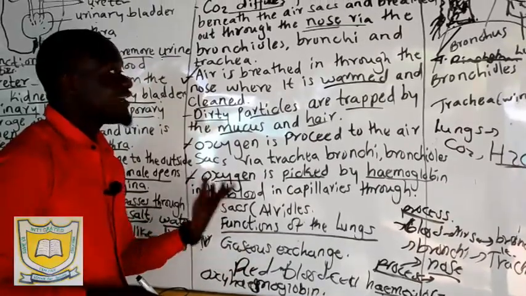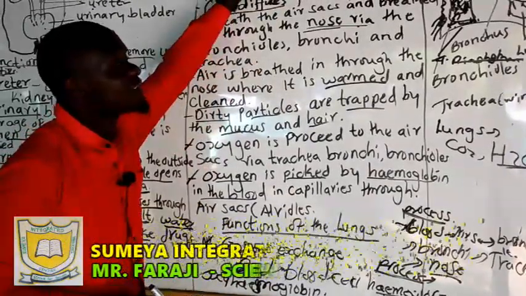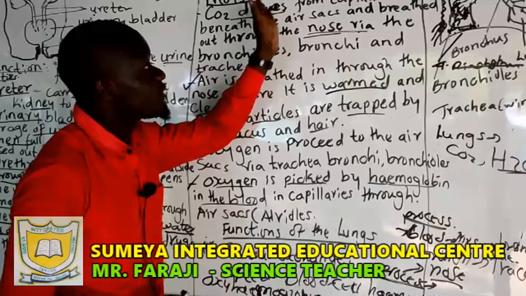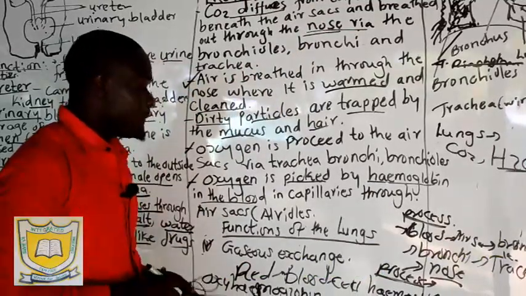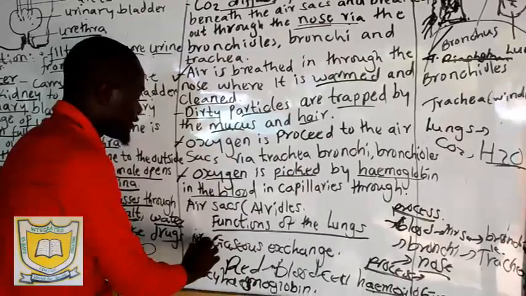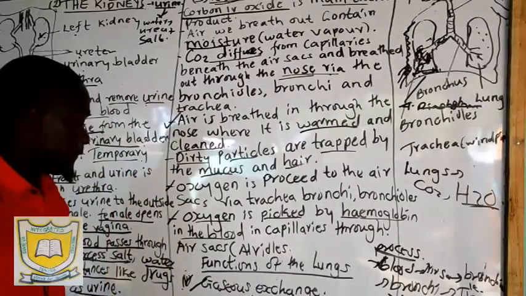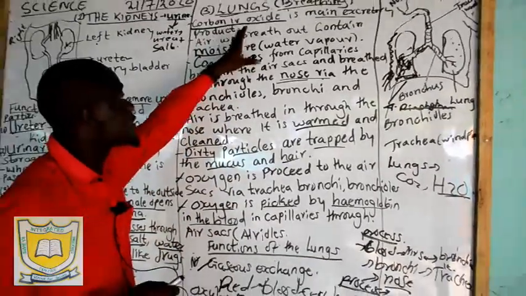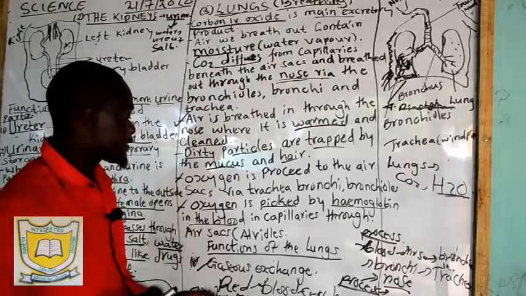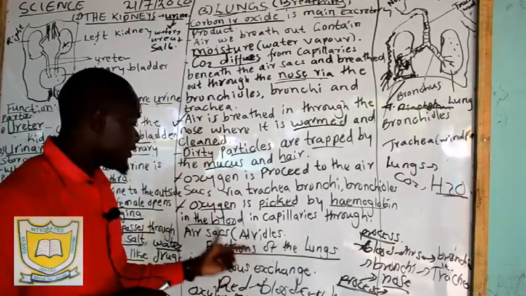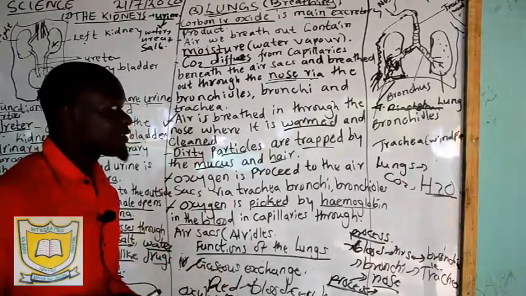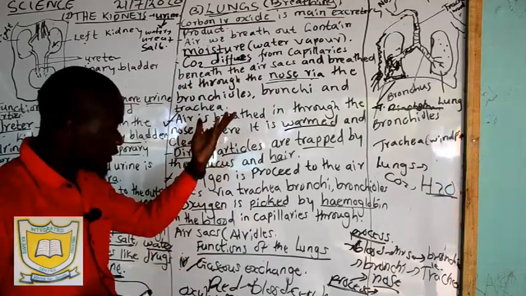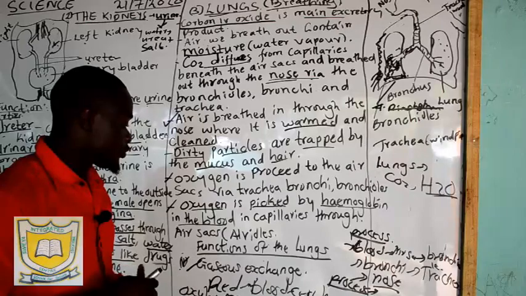If you are asked in an exam, what is the function of the lungs in excretion? The function of the lungs is to excrete carbon dioxide and excess water. In standard 5, we talked about the main function of the lungs being gaseous exchange, and we said the main product of the lungs is carbon dioxide. Carbon dioxide is breathed out while oxygen is taken into the body.